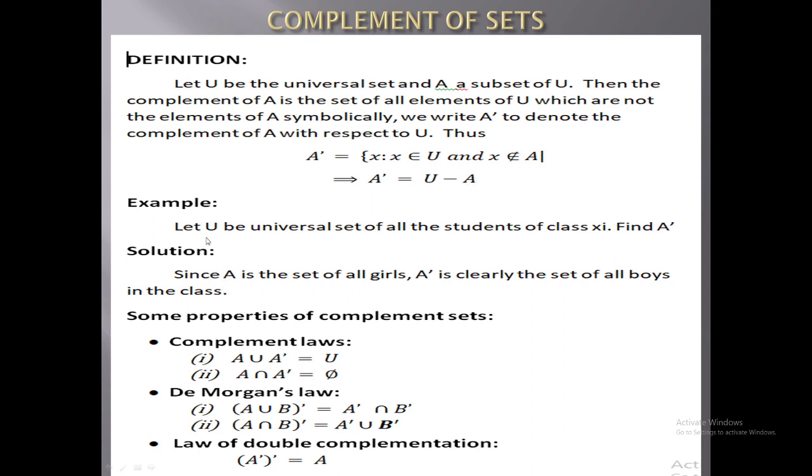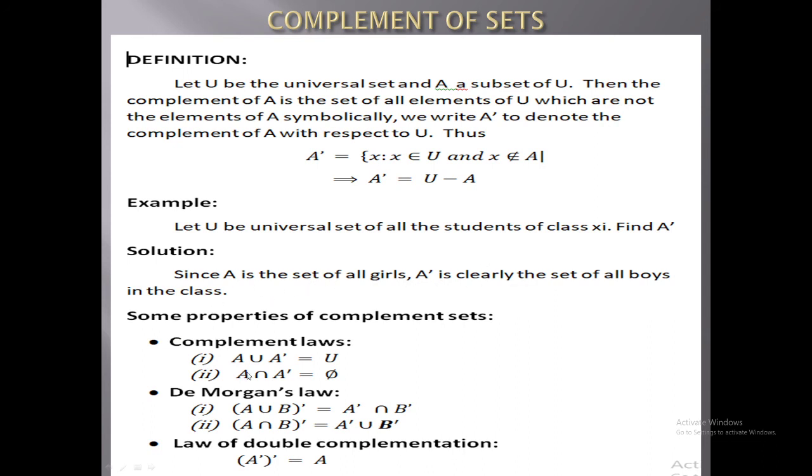So here I am giving one example. Let U be the universal set of all the students of class 11. Find A'. Since A is the set of all girls, A' is clearly the set of all boys in the class.